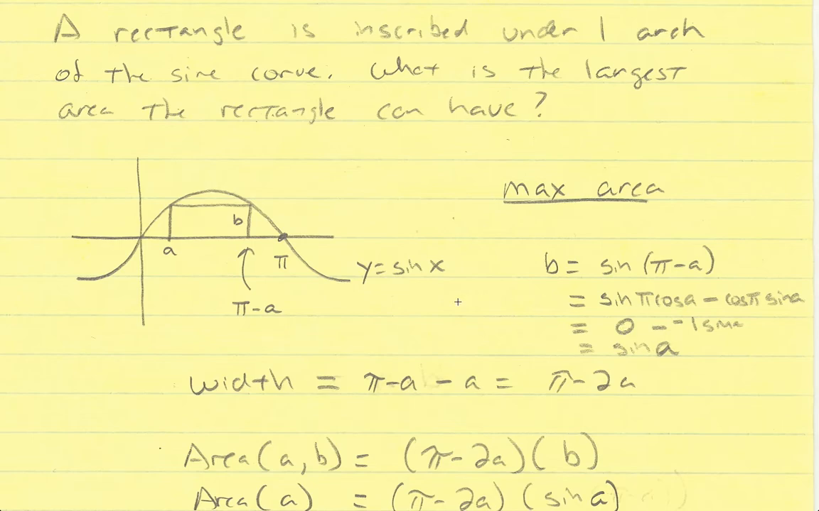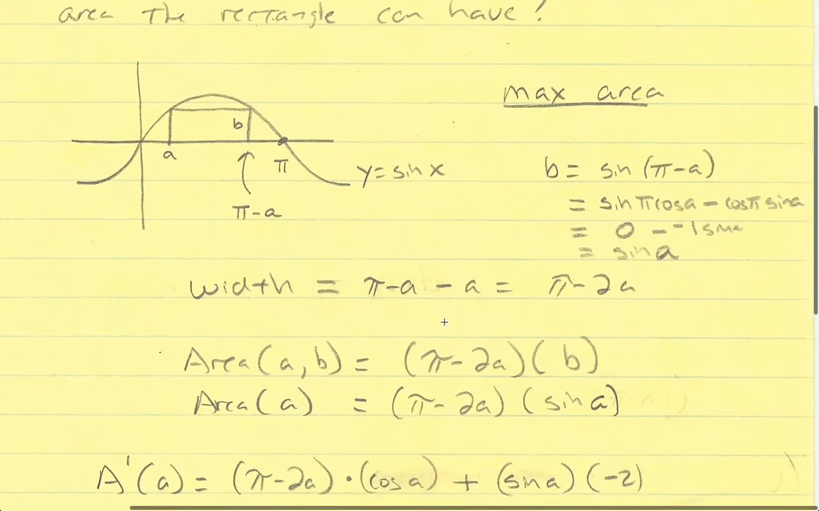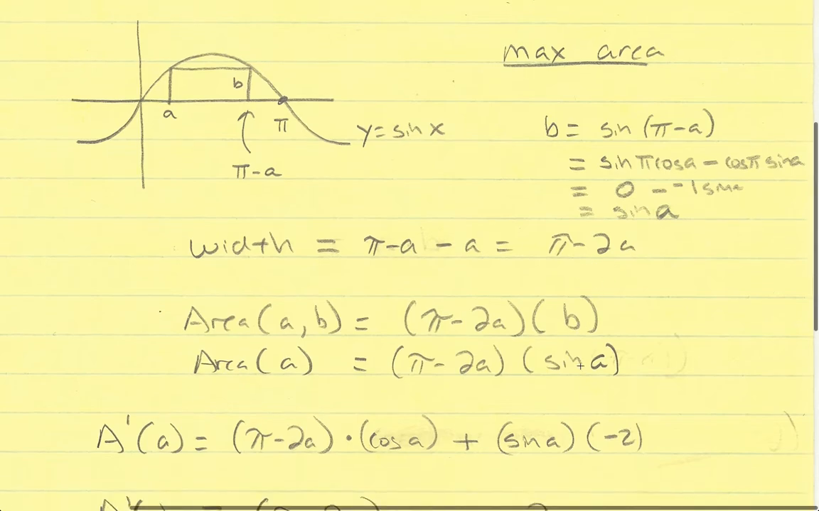Now if I would have thought about that for a second, I mentioned earlier that this height is the same as that height, which means instead of using this point, I could have just used this point and found out the height to be sine A. But as we move on, I have my width, pi minus 2A. I have my height, the sine of A.